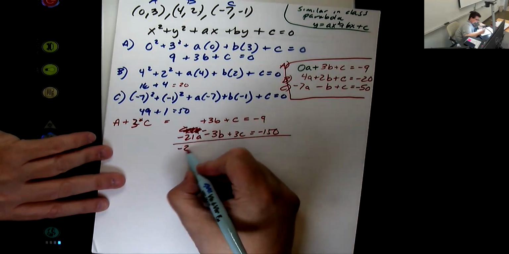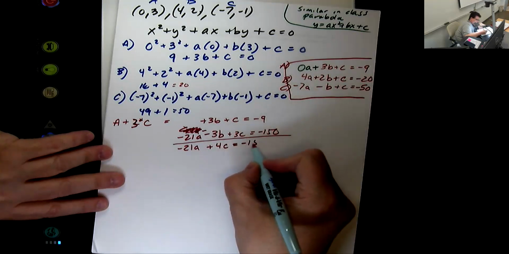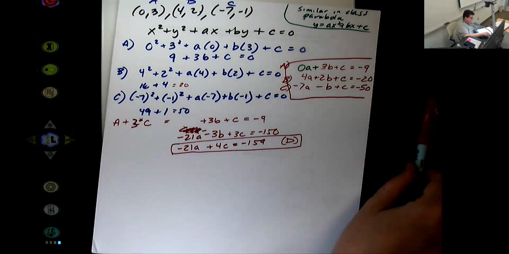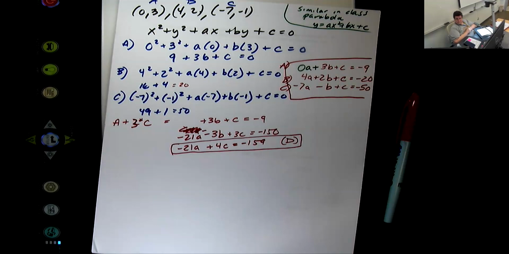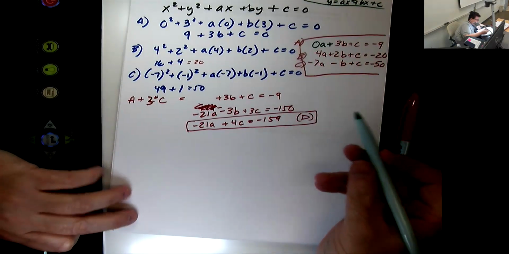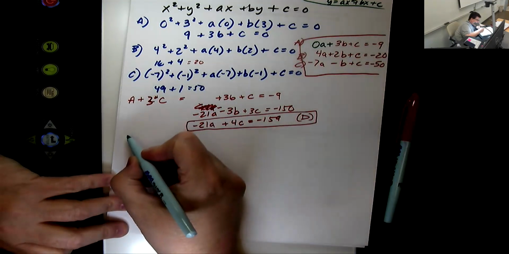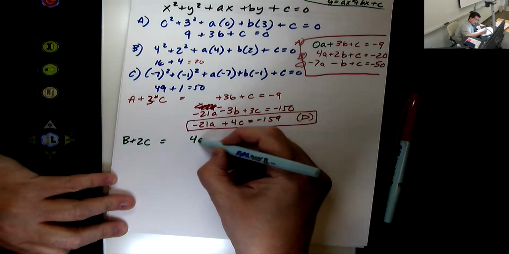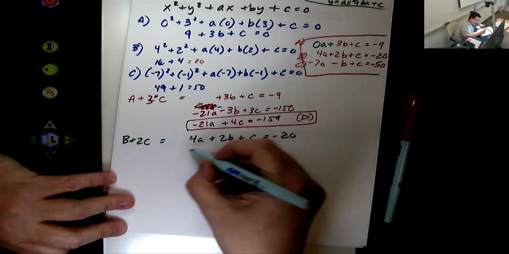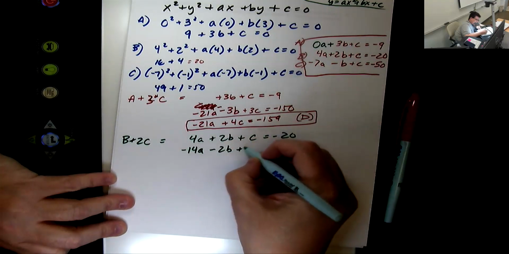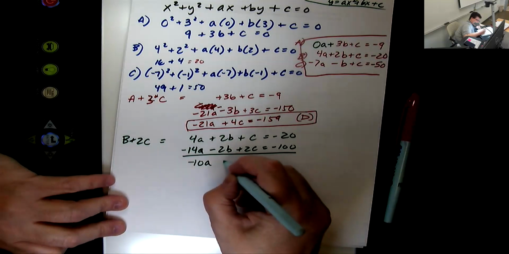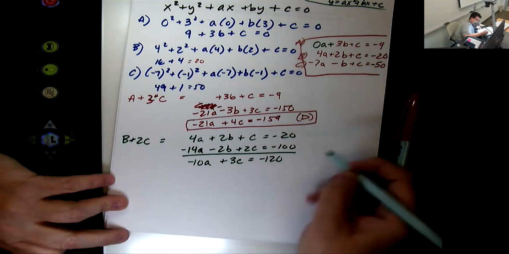The b's cancel out. I've got negative 21a plus 4c equals negative 159. Let's call that one D. Now I can do the same thing with B and C if I want to get rid of B again. This time I'll do B plus 2C. So I've got 4A plus 2B plus C equals negative 20. And now I'll do the 2 times A. And when I add these up, I have negative 10A plus 3C equals negative 120. We'll call that E.